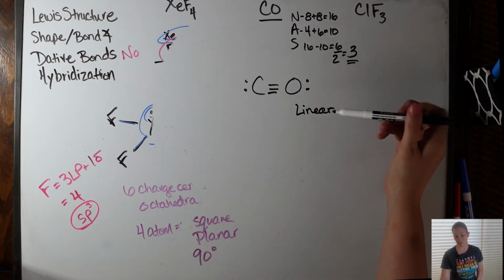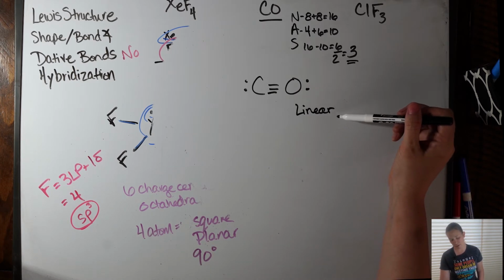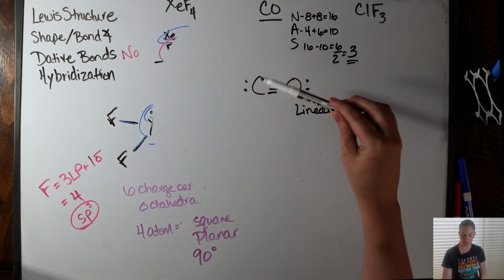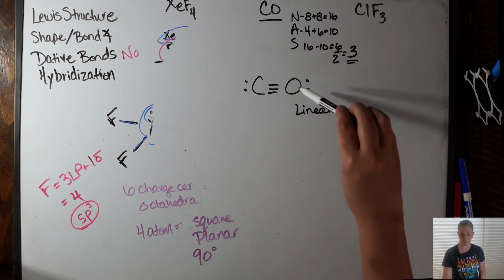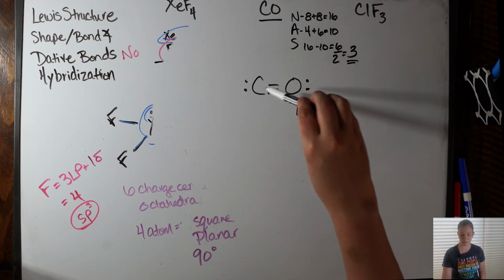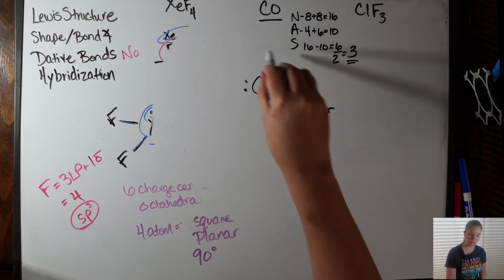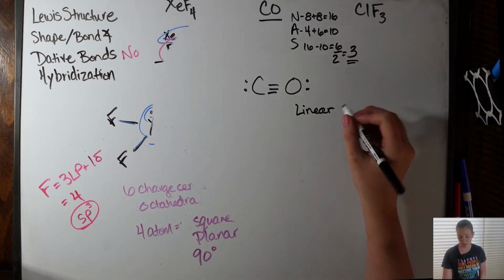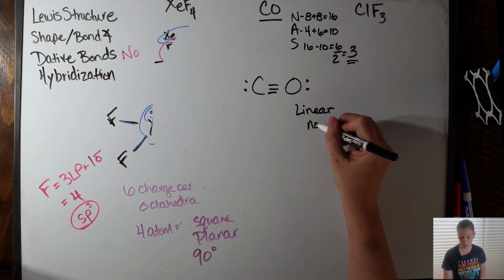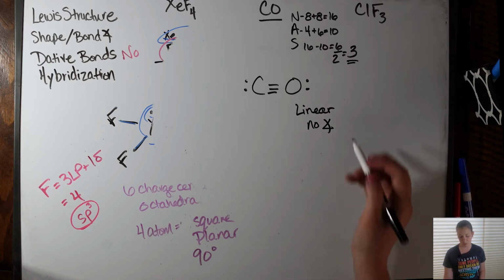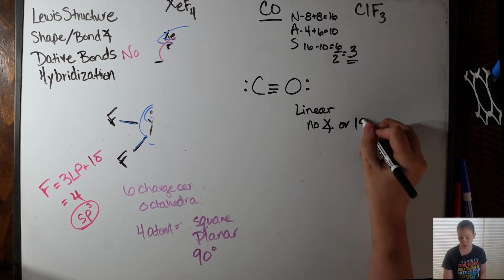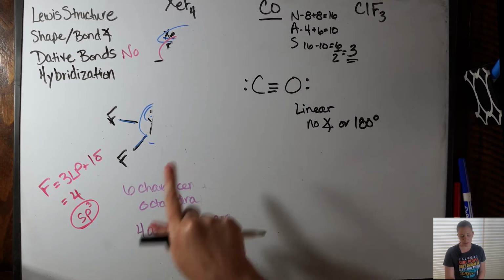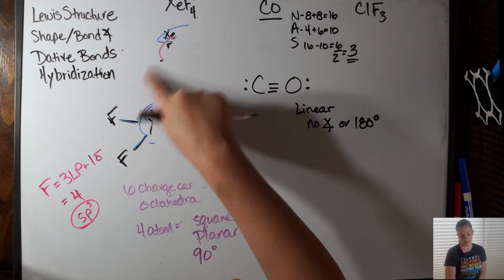You may see some answer keys out there that would have this bond angle labeled as 180 degrees. I don't like to give it a bond angle because for an angle you really need 3 things, and we don't really have a third. Like carbon dioxide, we could say there's a 180 degree angle between the 3 atoms, but here I'm just going to say that there's no angle, but it would be okay to say 180 degrees. Either way is fine. This is a really good example of something that does have dative bonds.